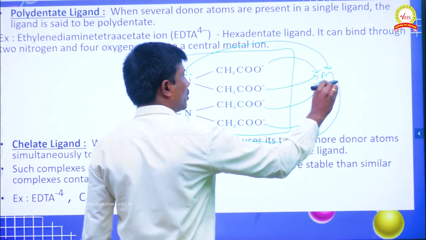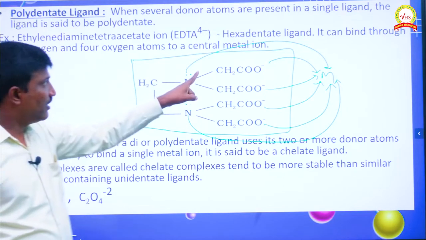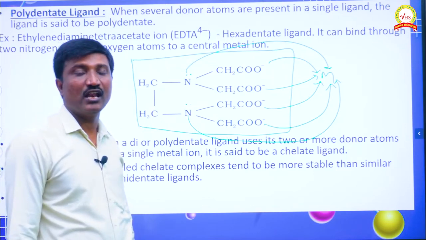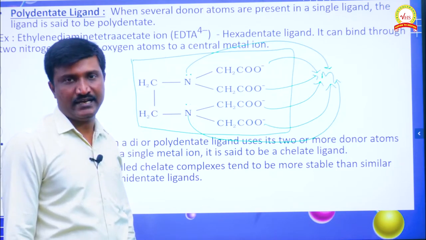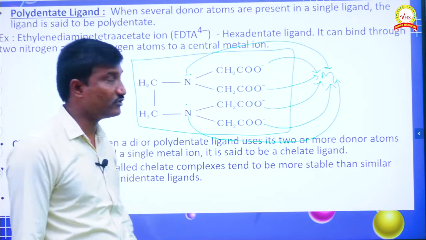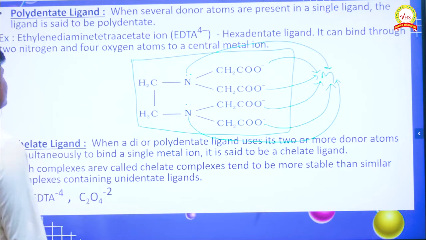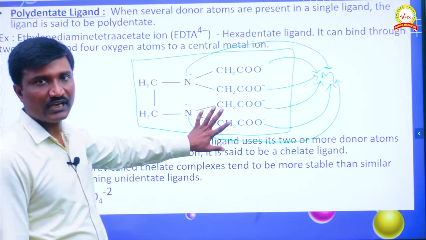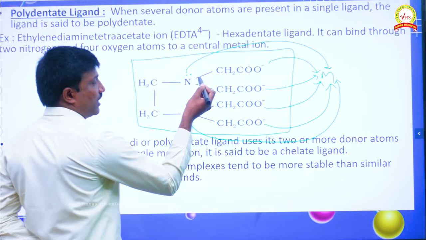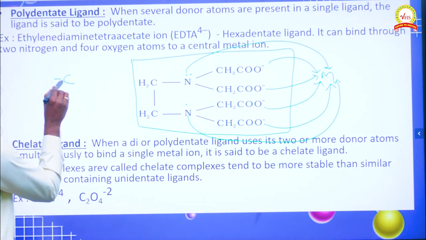So how many donor atoms are present in this EDTA? Six: 4 oxygen atoms and 2 nitrogen atoms. That's why it is called a hexadentate ligand. Six donor atoms are there, greater than 2 donor atoms, so it is a polydentate ligand, and it belongs to the hexadentate ligand. Hexadentate ligand.